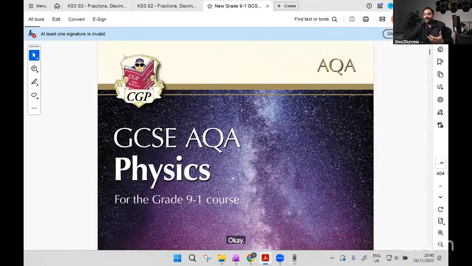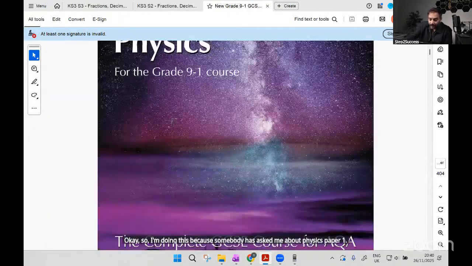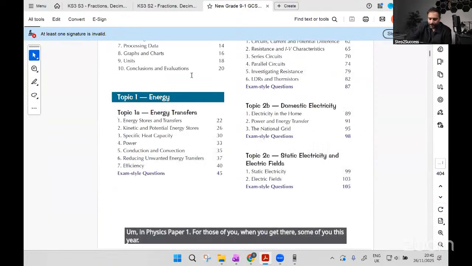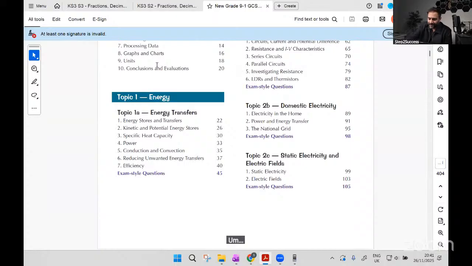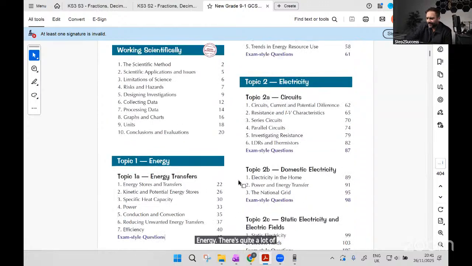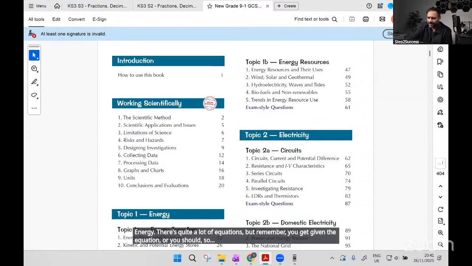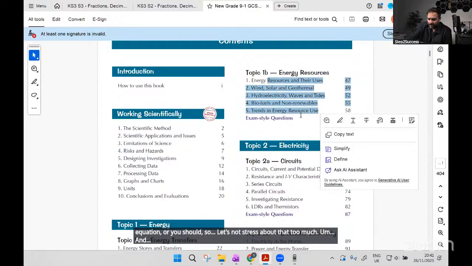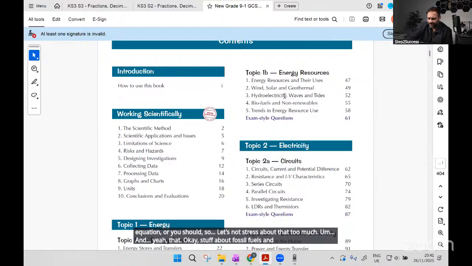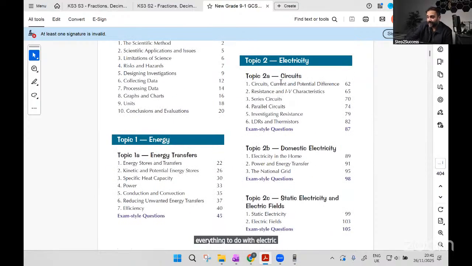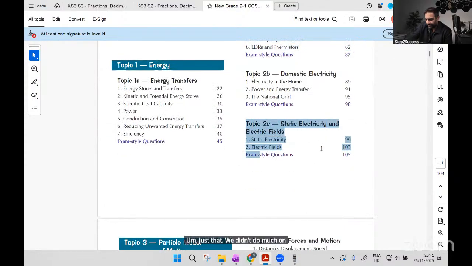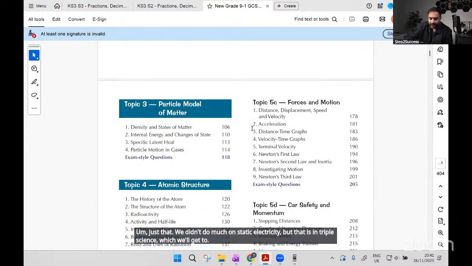Okay, so I'm just doing this because somebody has asked me about physics paper one. In physics paper one, for those of you when you get there, some of you this year, if it's AQA, then you will have energy. There's quite a lot of equations, but remember, you get given the equation, or you should, so let's not stress about that too much. And yeah, okay, stuff about fossil fuels and renewable and non-renewable stuff. Everything to do with electricity, which you should be relatively fresh on. We didn't do much on static electricity, but that is in triple science, which we'll get to. Just have a read through it, probably.